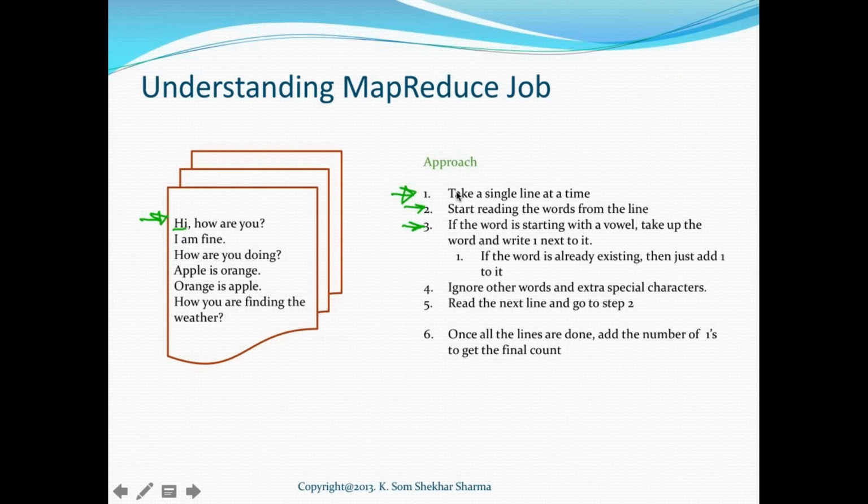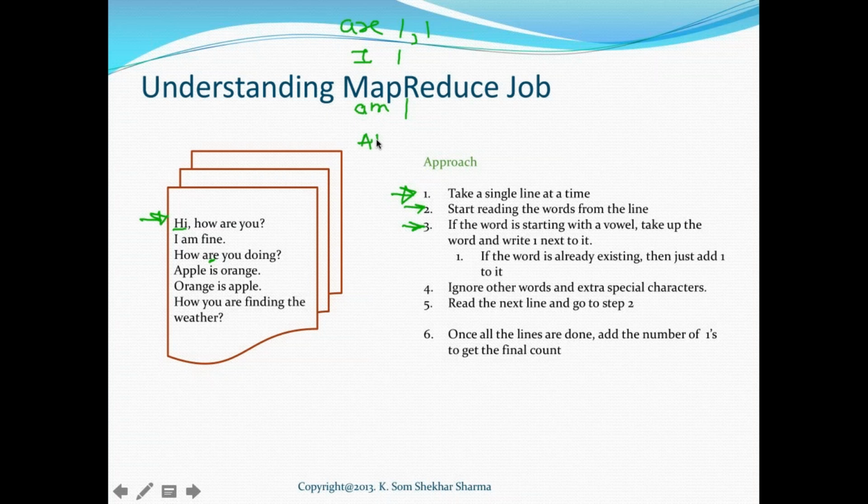So a third standard student, given this problem, will ignore hi, ignore comma, ignore how, but he will take up r because it's a word that starts with a vowel, and then he puts r1 in his notebook. If the word already exists, then you just add one to it. Then he goes to the next line, and again he writes I1, am1. How are you doing? Again he got the r, and r is in his notebook, so he will write 1 comma 1, right?